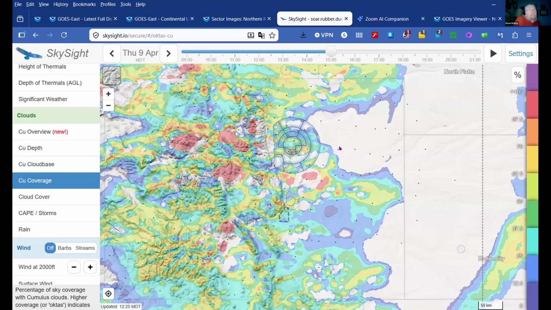Basically, something like about 30% coverage is probably pretty good for having clouds that are working. If you get above 70, 75%, it might not be soarable, or it'll be flyable, but you may not have any usable lift because it's cut off the energy source to the ground.